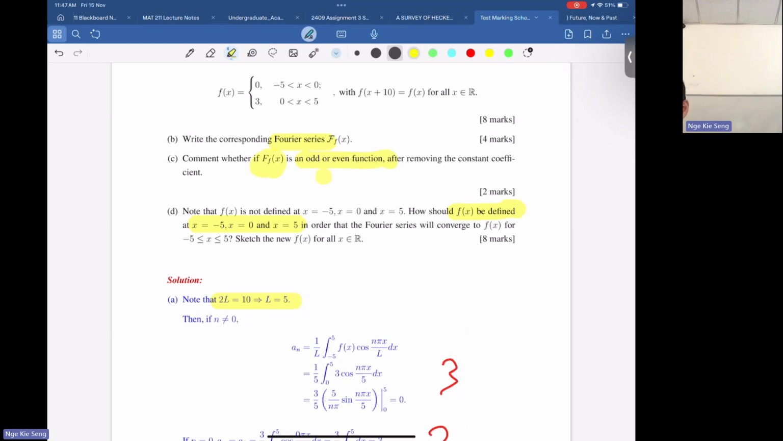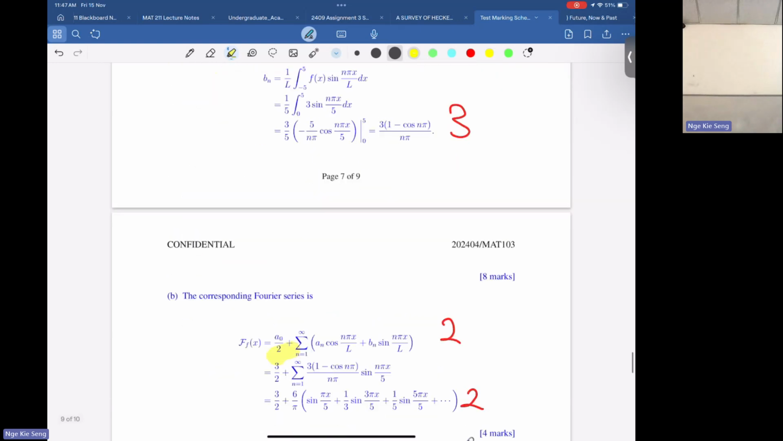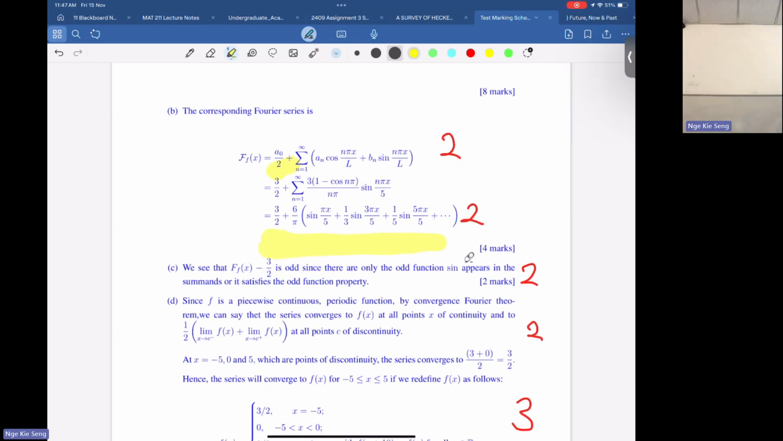In C, I comment on whether this Fourier series is odd or even after removing the constant coefficient. After removing the constant coefficient, you are only left with the sine function. If you got B wrong and used your B to do C, your answer would differ from mine. But if your comment is consistent, I can give you marks. If you computed cos instead of sin, you would comment that it is even, and you still get the marks. This is called error carry forward, because C is based on what you computed before. I am testing whether you can read your own B.